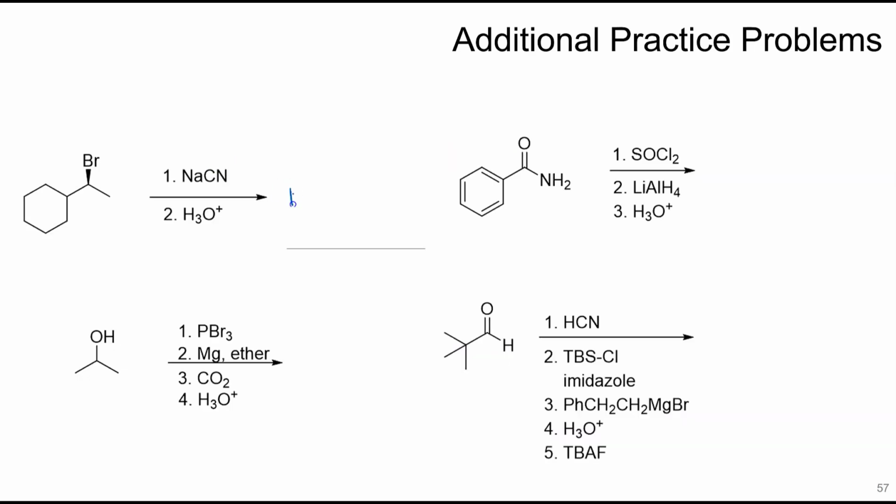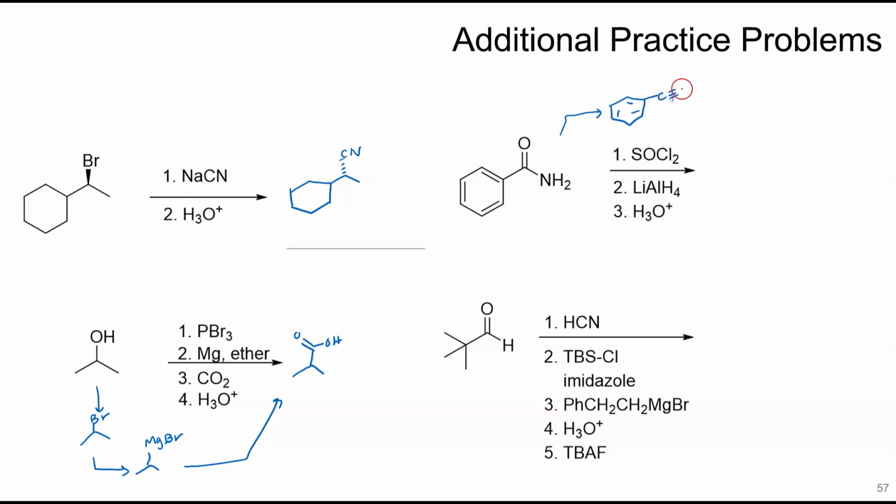All right, this one with NaCN, we're going to invert the stereochemistry to the CN. Here, the PBr3 is going to swap the OH with a Br. We add the Grignard. CO2 plus water, we'll add a carbon. We'll add that carboxylic acid. SOCl2 is going to make our nitrile. And then we'll reduce it with lithium aluminum hydride to the amine.